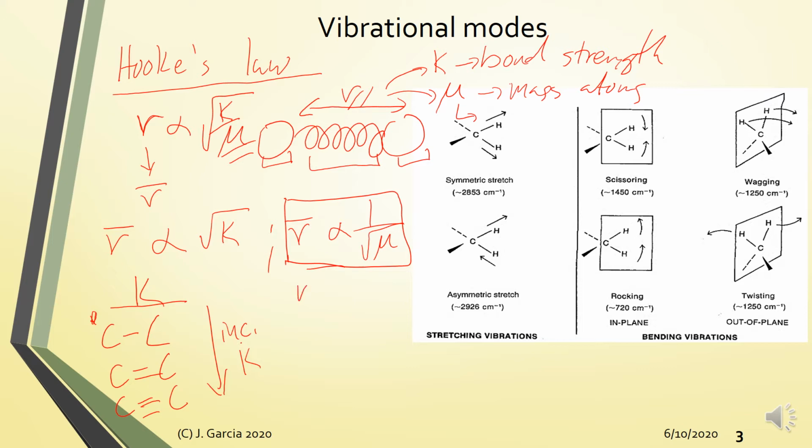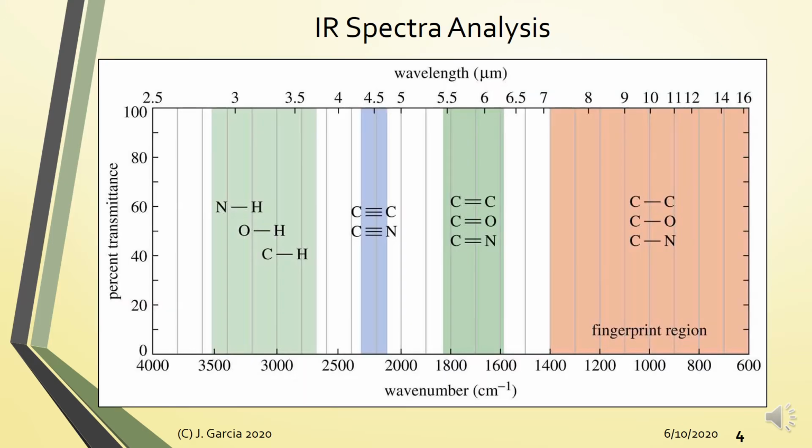Now, in terms of the wave number, if we look at your tables, so C single bond C is 1,200, C double bond C is 1,660 roughly, and C triple bond C is 2,200. So we can see that the trend is now towards increasing wave number values. Nakuha, okay? So basically this is the general relationship of bond strength and of atomic mass to the wave number for a particular vibrational mode.